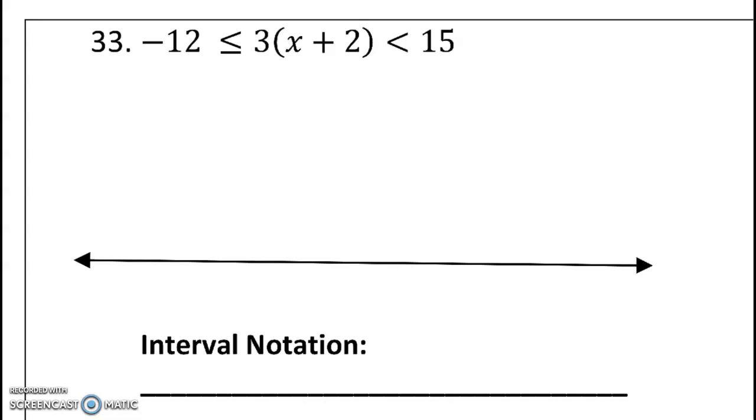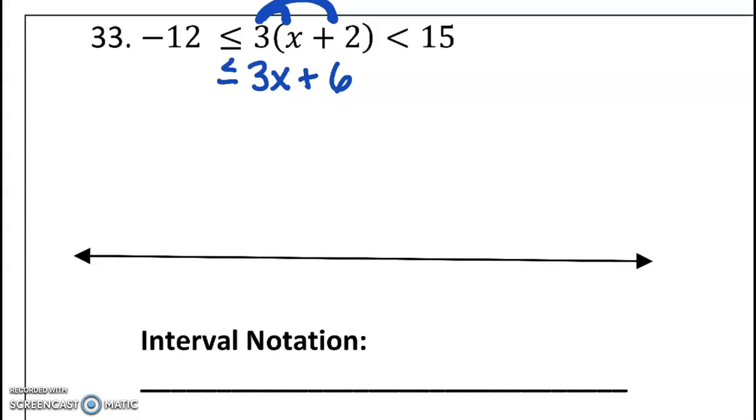So I'm on page 4, number 33. What would you like me to do first? Distribute. When I distribute, I get 3x. And let me make my pencil a little smaller. 3x plus 6.